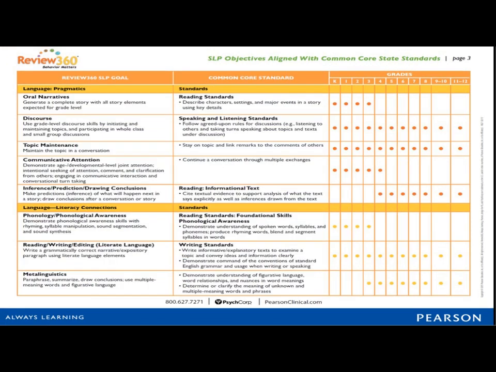On the next slide, we can see that there is alignment with pragmatics and some literacy connections from kindergarten through 12th grade. In the area of oral narratives, look at the reading standards, and you can see that in the reading standards, students in kindergarten through 3rd grade are expected to describe characters, settings, and major events in a story using key details. In the speaking and listening standards, you find standards available to hook your IEP goals to in the areas of discourse, topic maintenance, and communicative attention.